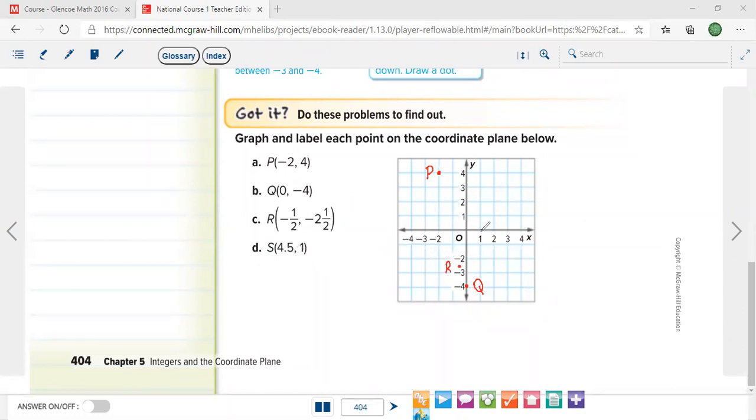4.5 and 1, so we go for 4.5, here is 4.5, exactly between the 4 and 5. So 4.5 is here, up to 1, so exactly here. And we name it S. See how easy?